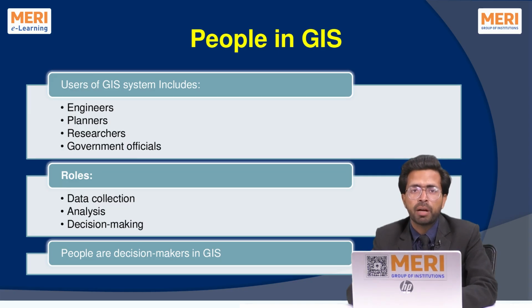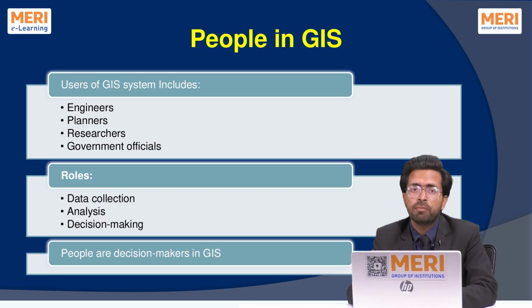GIS is used by engineers, planners, scientists, researchers, and government officials. Each user has a specific role depending on their field of work. For example, engineers use GIS for infrastructure planning, while environmental scientists use it for monitoring pollution and natural resources. Urban planners use GIS to design cities and manage land use.